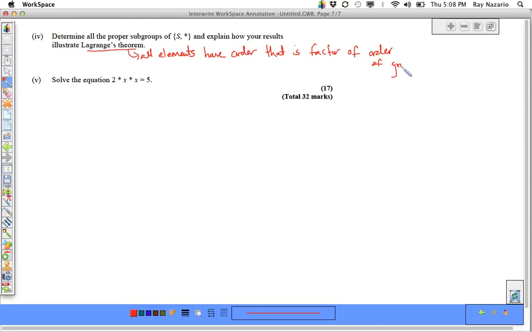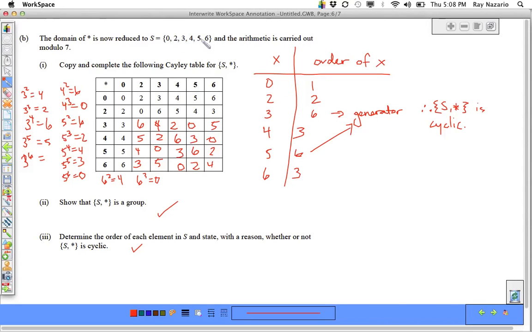In this case, our group has, I believe, 6 elements. 1, 2, 3, 4, 5, 6. Notice all of these numbers are factors of 6. So we have to list all possible subgroups.